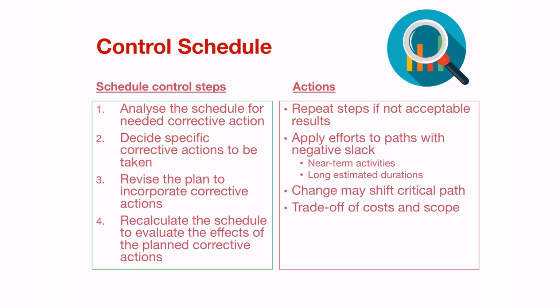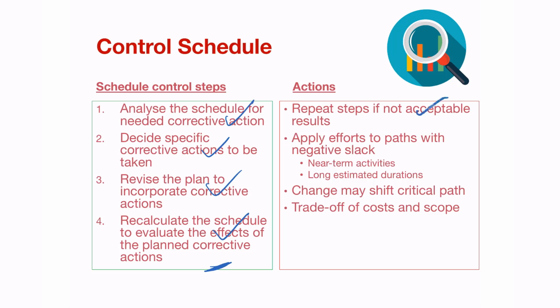The schedule control steps, as I said earlier: analyze the schedule, take corrective action, decide specific corrective actions to be taken, revise the plan, incorporate the changes, recalculate the schedule, and publish that schedule to the entire project team and, most importantly, to the client. Repeat steps if not acceptable results.